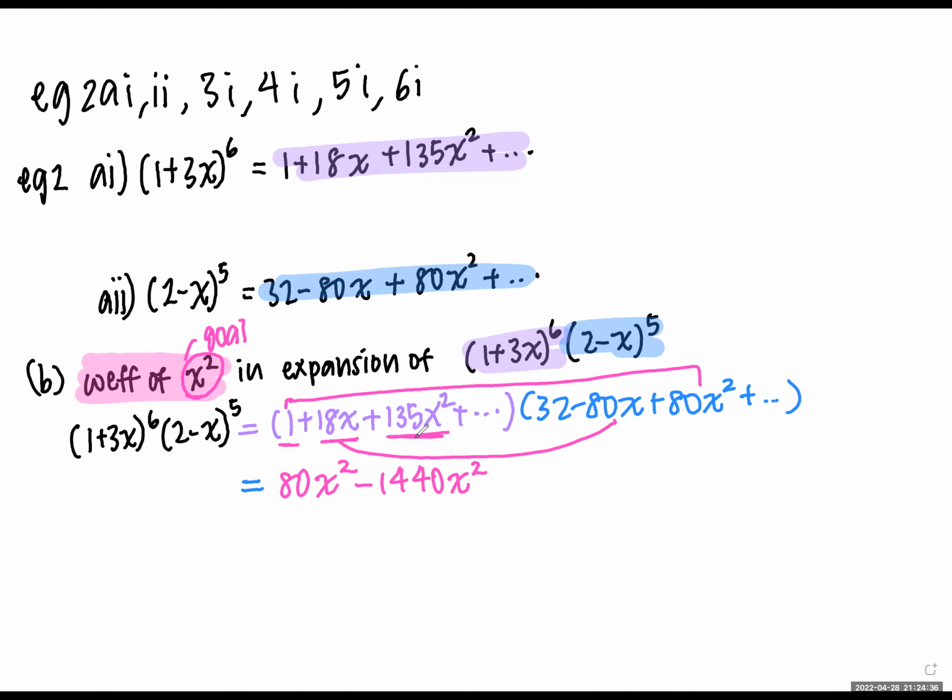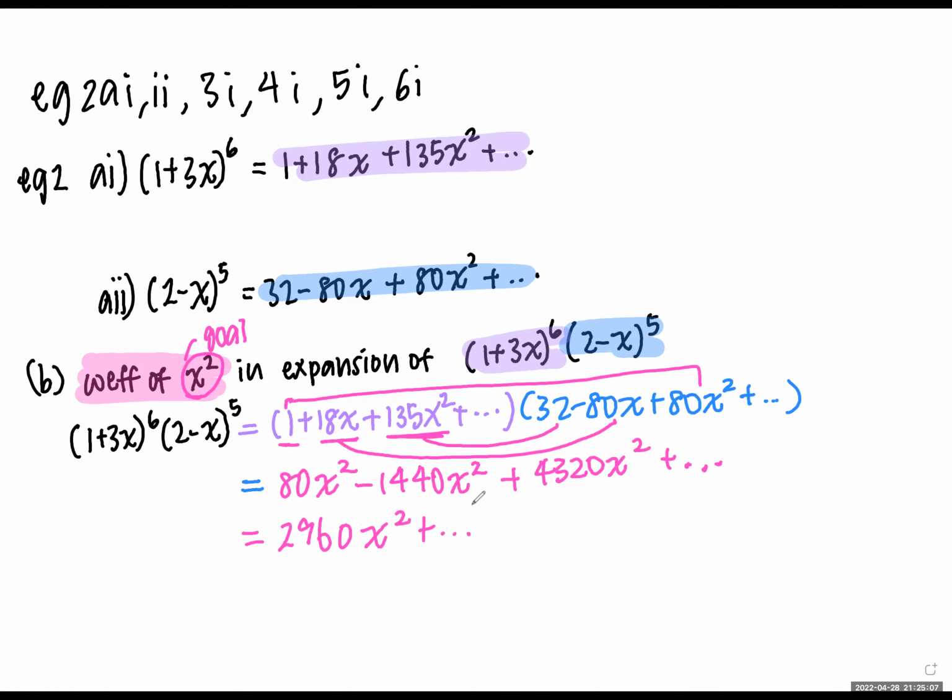Then the last one. Can you see it's the third one already? So I don't really need to care about the boys' team at all. I look at the girls' team. So 135x squared partners with who over here to give me my x squared? 32. And what do I get now? Plus 4320x squared. So add everything up. Don't forget your plus dot dot. 2960x squared plus dot dot.